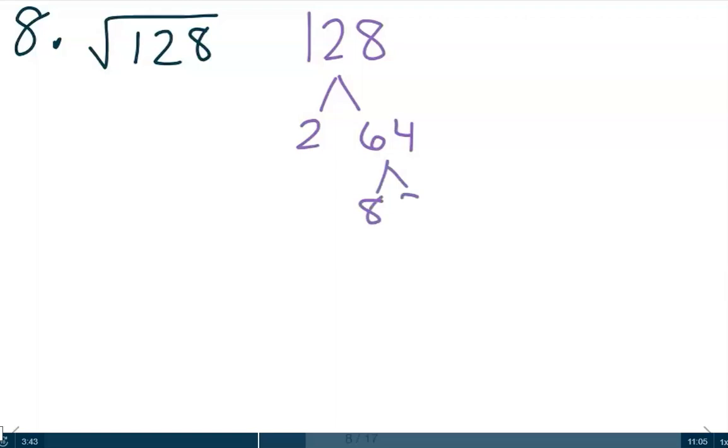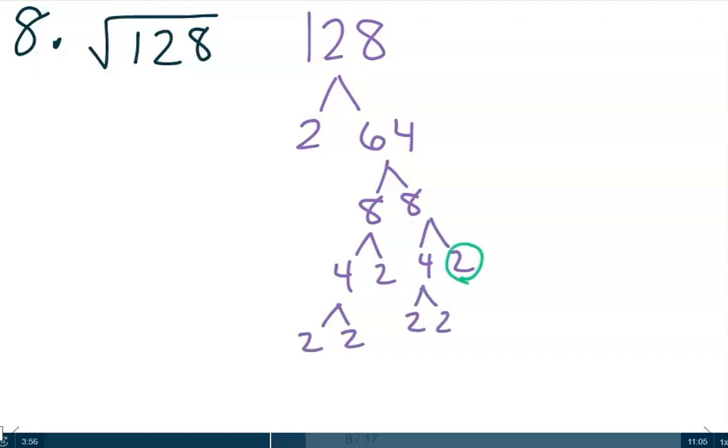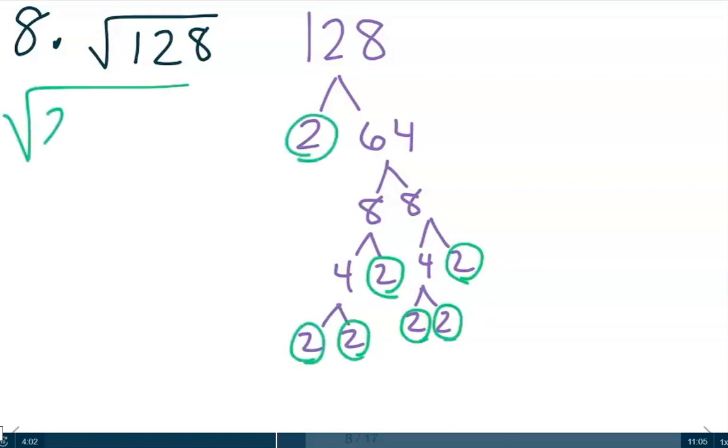And then for the 64, you can do 8 times 8. And then for the 8, 4 times 2. And then for the 4 is 2 times 2. So the square root of 128 can be rewritten as 2 times 2 times 2 times 2 until you have 7 2's. So the square root of 2 times 2 times 2 times 2 times 2 times 2 times 2. Now you're looking for pairs of the same factor.